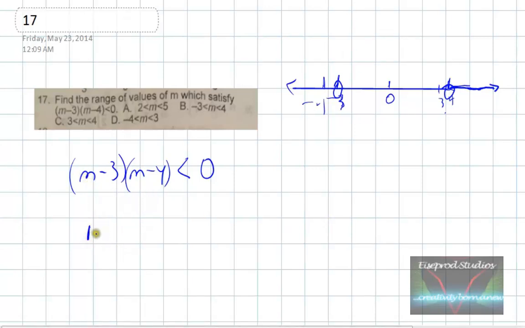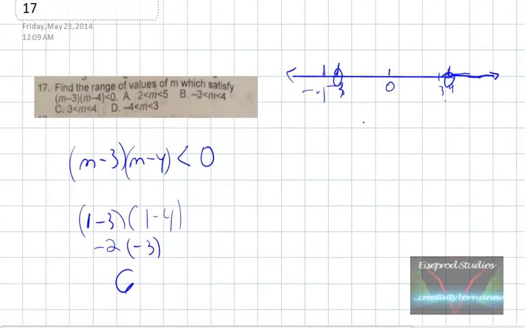I would take 1 minus 3, which is negative 2, and 1 minus 4, which is negative 3, and I would multiply them and get positive 6. That would not be less than 0. That was with the number 1. Let's try it again with a number bigger than 4, like 5. Then I would have 5 minus 3, 2, and 5 minus 4 on the other side, which is just 1. And I get positive 2.